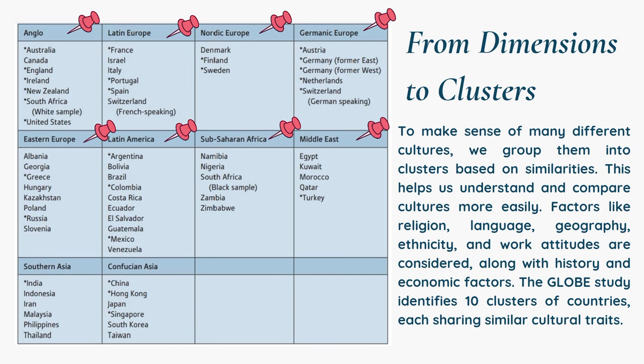For Middle East, it includes Egypt, Kuwait, Morocco, Qatar, and Turkey. For Southern Asia, it includes India, Indonesia, Iran, Malaysia, Philippines, and Thailand. For Confucian Asia, it includes China, Hong Kong, Japan, Singapore, South Korea, and Taiwan.